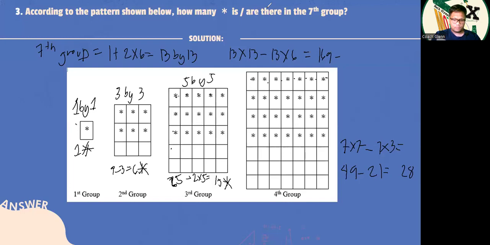Next, we do 13 times 6. Give me a second. That's equal to 78, okay? Now we just need to subtract the two. 169 minus 78. Therefore, we will have a total of 91 asterisks.